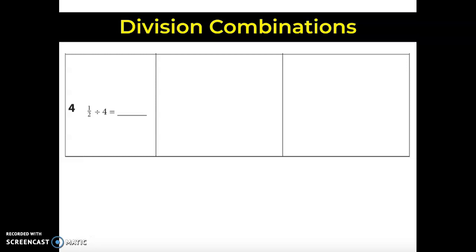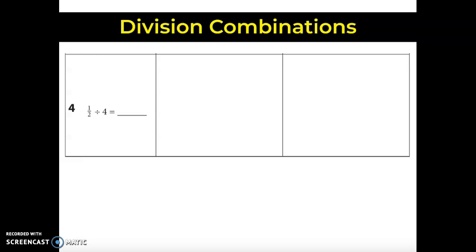I think it would work for sharing. I'm not so sure about grouping. For a sharing scenario, I could say, Miss Williams has half a pan of brownies. I can picture that in my head, half a pan. She shares the brownies with 4 students. What fraction of the pan does each student get?